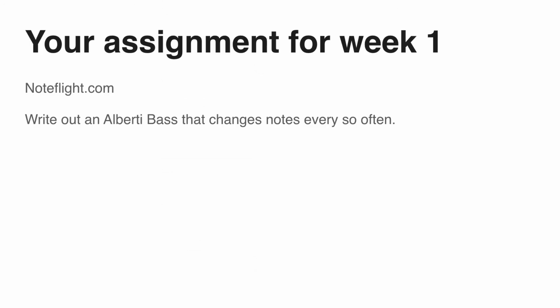So here's your assignment for this week. You're going to go to noteflight.com and you're going to write out an Alberti Bass that changes notes every so often. By changes notes, I mean the bottom note changes. So for example, if my first note is C, I'm going to play C, G, E, G, C, G, E, G, and that would be my Alberti Bass. And then say I change my note to D, then it'd be D, A, F, A, D, A, F, A, and then my bottom note changes back to C. So I go back to C, G, E, G, right?